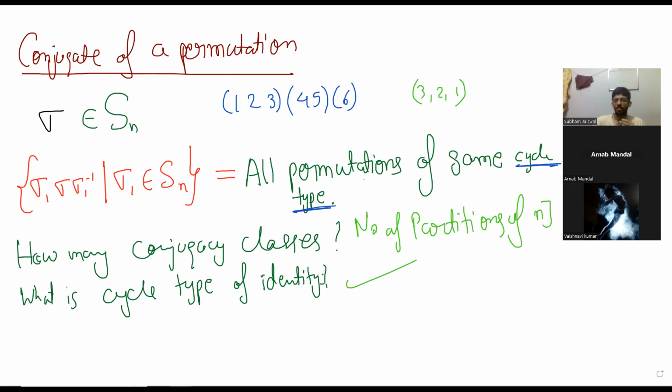Number of partitions of n. And you know the definition of partition. This is the beginning of what is called representation theory of permutation groups. Okay, there are books written on this.